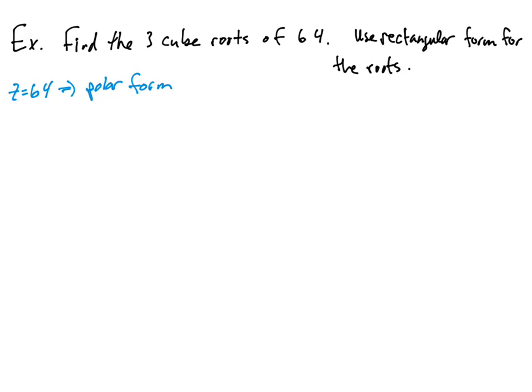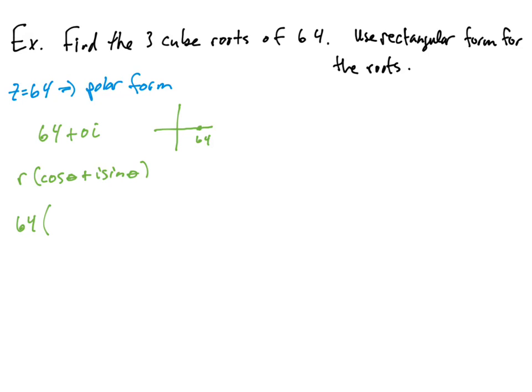Now, it may not look like this is a complex number, but we can write 64 in a plus bi form. That's going to be 64 plus 0i, right? So 64, if we were to graph that, would just be 64 along the horizontal axis. So if we wanted to write this in r cosine theta plus i sine theta form, well, the distance from the origin is 64, so r is going to be 64.